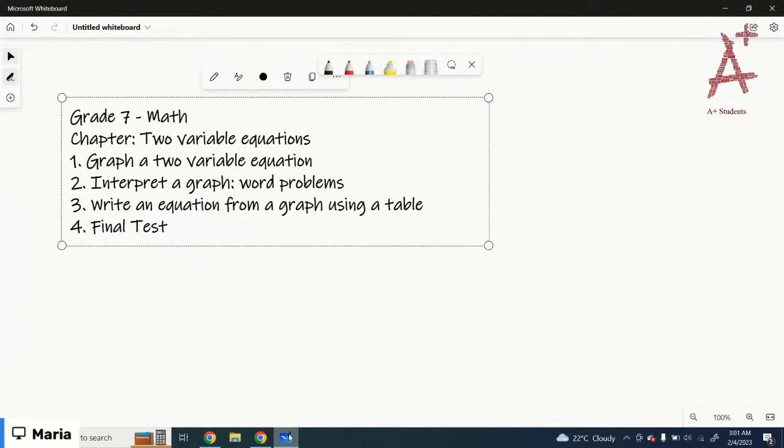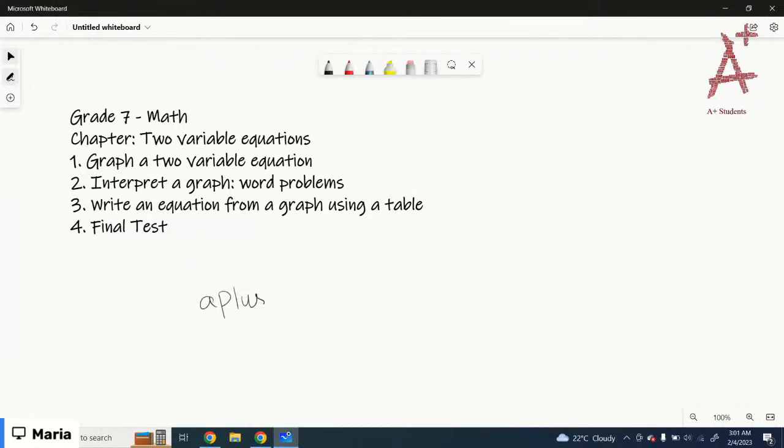So we're going to start with grade 7 maths. You can find all the lessons on aplusstudents.com. You have to log in there using your email address, and the password is provided by the administrator. Then you have to select math from the subject tab.